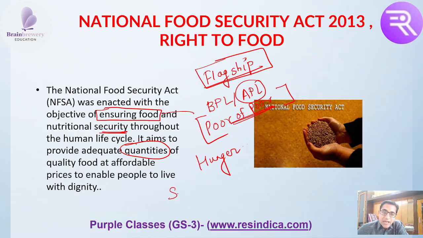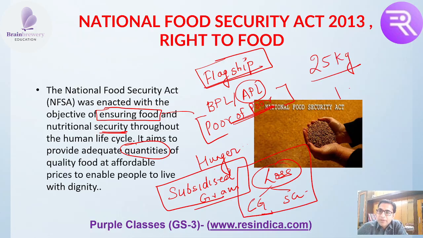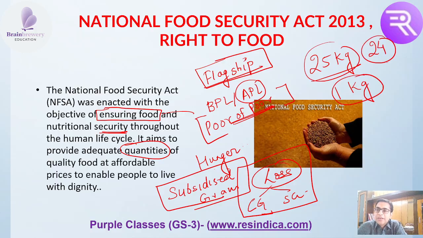Since it is subsidized grain, the loss borne in order to provide it at reasonable cost is borne by the central government and the state government. If you are buying something at 25 rupees per kg and selling it for 1 rupee per kg, the loss borne, 24 rupees, is called subsidy, and the loss has to be borne by the state government and central government. This is just for your reference.